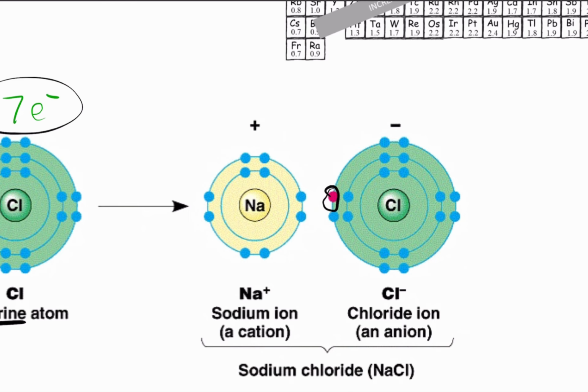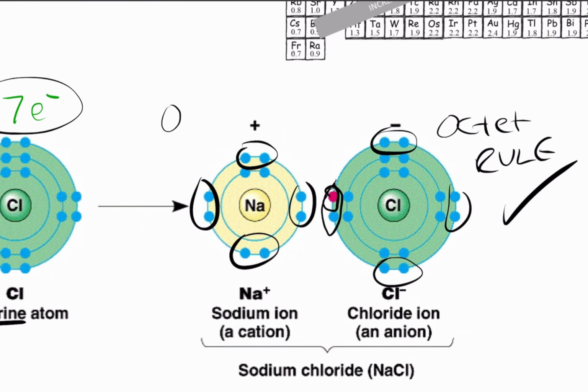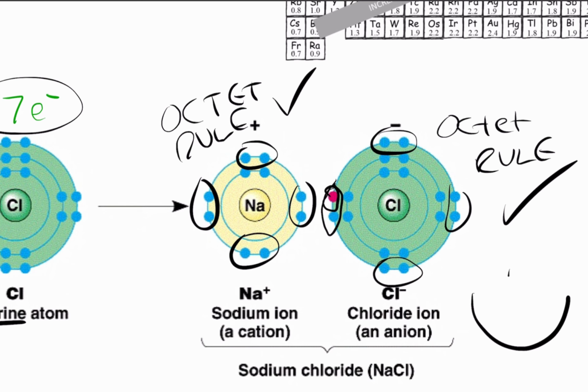And how is this favorable? Well, if we look at chlorine, its outer shell has 2, 4, 6, and 8. Octet rule is satisfied. Now for sodium, we have 2, 4, 6, 8 on its outer shell. Octet rule is satisfied. So both of them are real happy because they satisfied that octet rule.